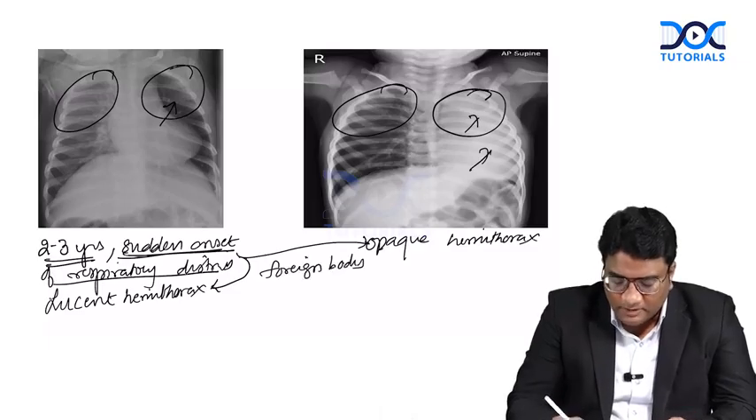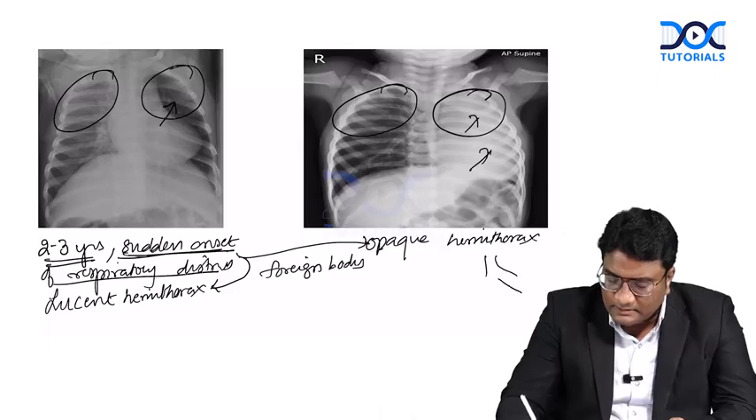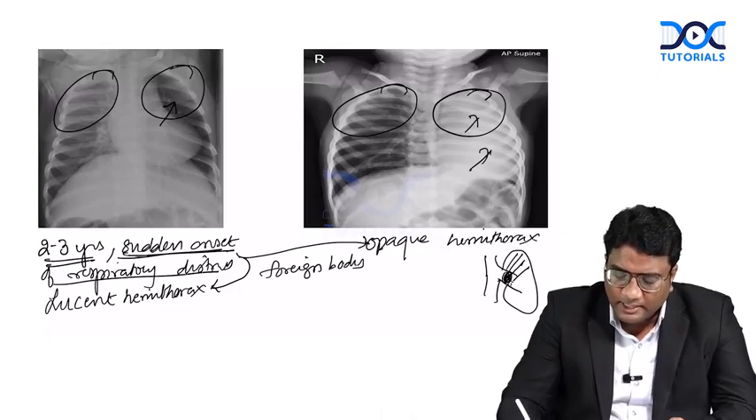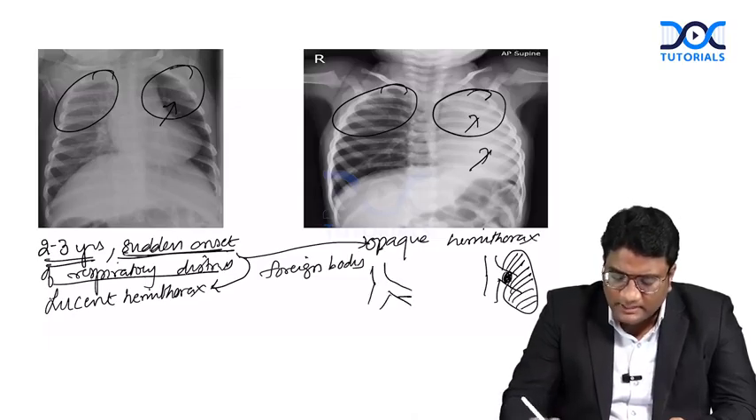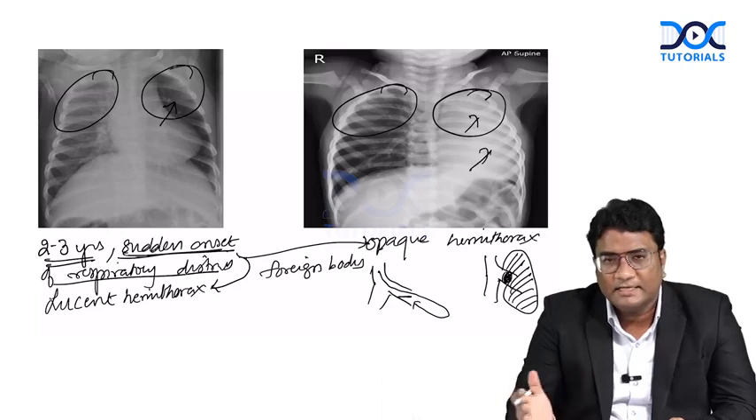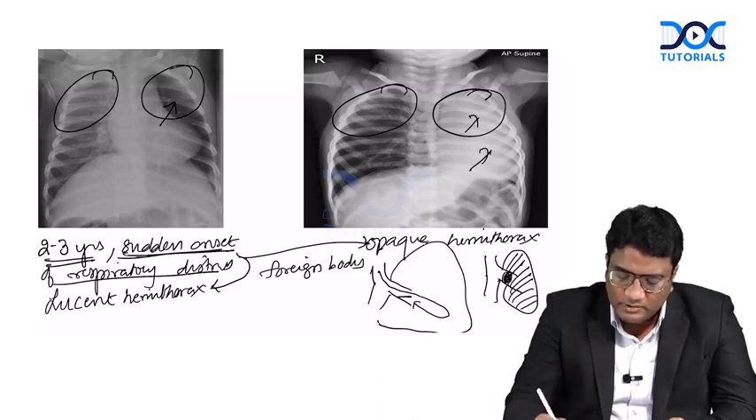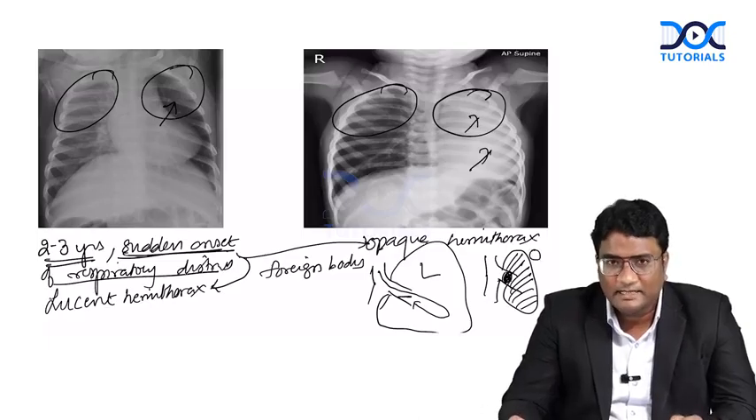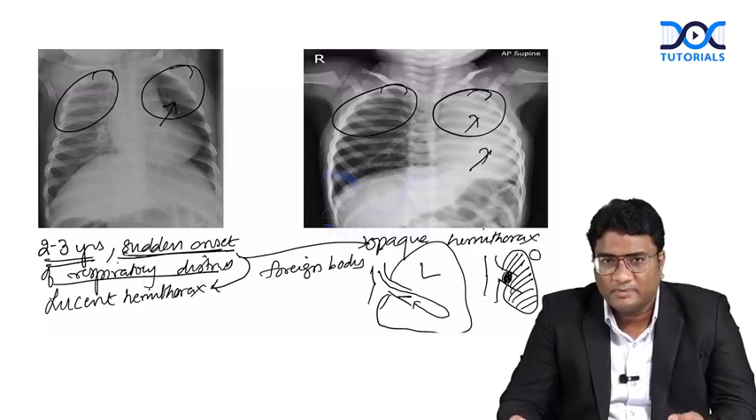Imagine the foreign body is completely blocking the bronchus. This will cause lung collapse and an opaque hemithorax. But if the foreign body is causing a ball-valve mechanism, allowing air to come in but not allowing it to go out, there is air trapping in expiration. So you see a lucent hemithorax. So either a lucent or an opaque hemithorax in a child between 2 to 3 years of age with sudden onset of respiratory distress, please suspect foreign body.